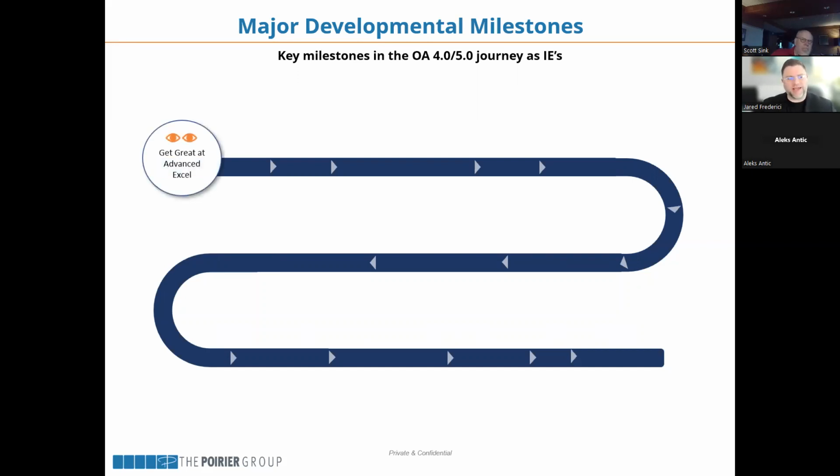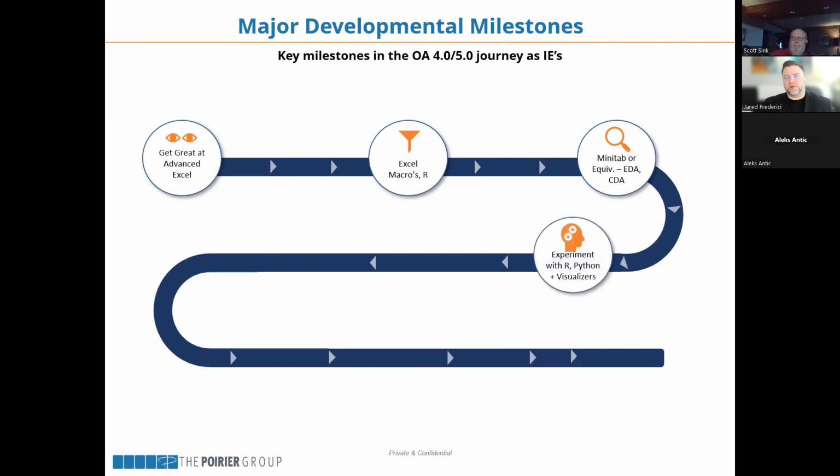Getting great at an advanced Excel is a great starting point, because it tees up some other pieces. Learning macros, enough to be dangerous and start to position, knowing R a bit, potentially Python, and understanding how to navigate within Minitab or whatever your stats package is to do EDA and CDA, and then getting to the point where perhaps you can bulk experiment with EDA and CDA on a given data set, press a button, run it, and do bulk EDA to cut down that lead time.